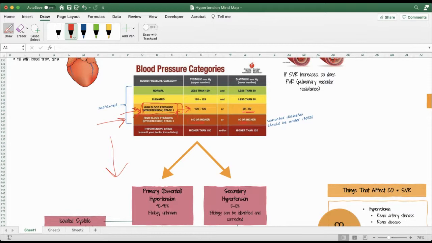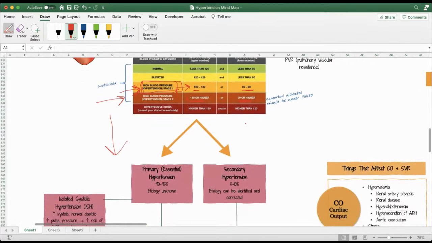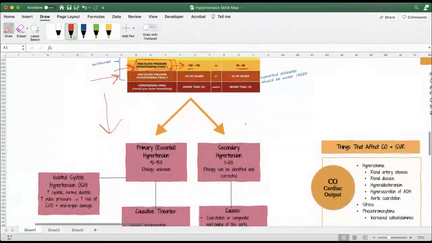Always look at the diastolic too, because you might have a fairly normal systolic or a slightly high systolic, but then your diastolic is super duper high. That's terrible. Like, it's terrible, right? And you can walk that through.